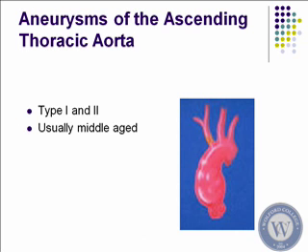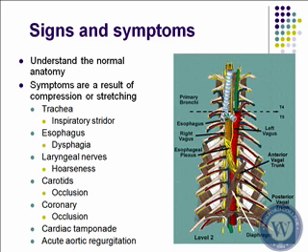The ascending aortic aneurysms, type 1 and type 2, are usually seen in middle-aged males, and you tend to see them ascending this way. What kind of symptoms do you have? For one thing, anything that an aneurysm can compress will cause symptoms. The first thing that a person may have is inspiratory stridor from tracheal compression. You may also get esophageal dysphagia because the person has a compression on the esophagus.